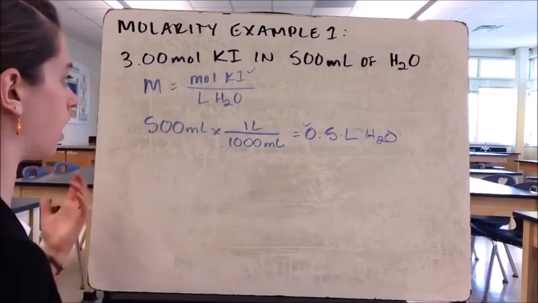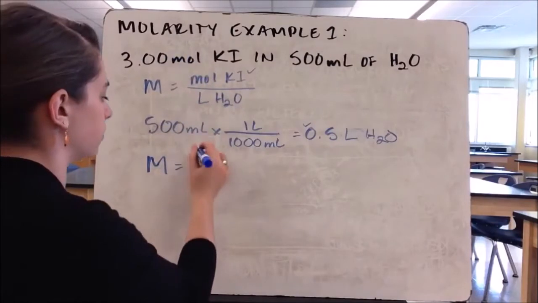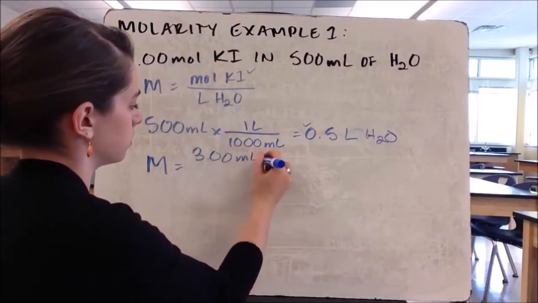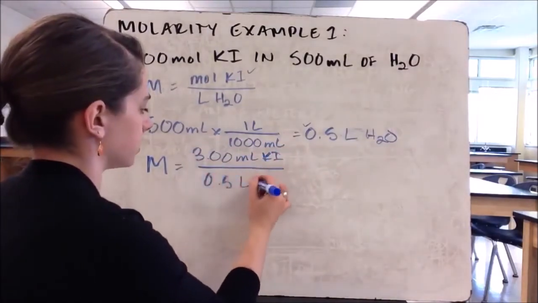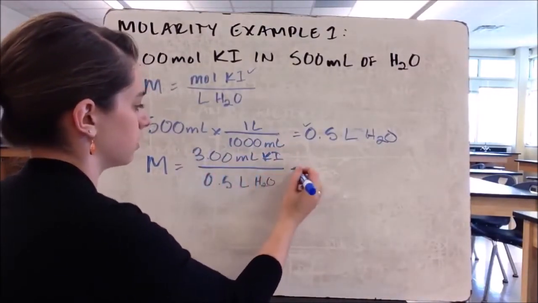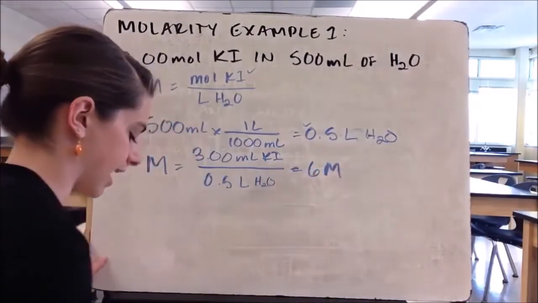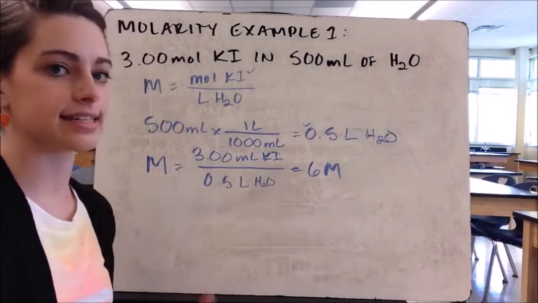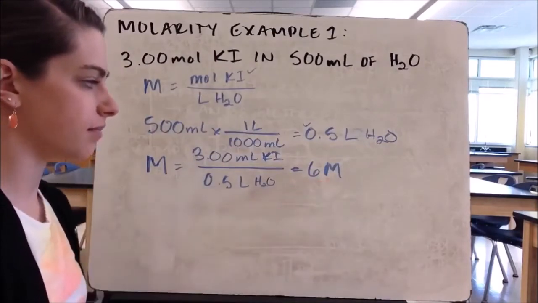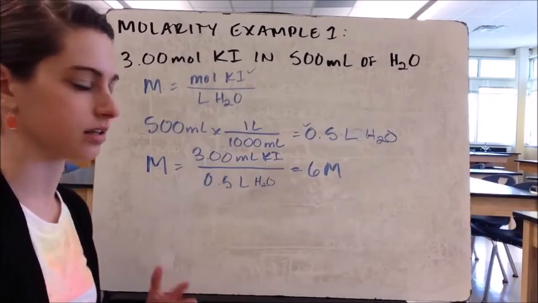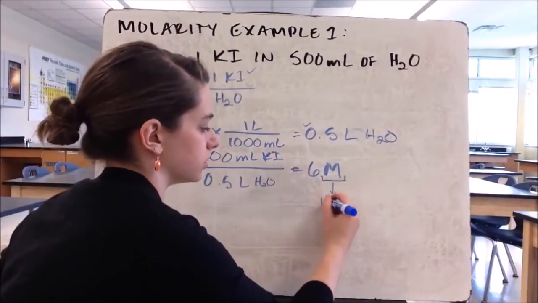And now my solution volume is in liters. So now we're good. So all we have to do to calculate molarity is divide. So molarity is 3 moles potassium iodide divided by 0.5 liters, which gets me 6. And then the units on that are capital M. And you read this as 6 molar. So this is a 6 molar solution. And you have to make sure that you put the M on it, otherwise that 6 doesn't mean anything. In this case, when we're looking at molarity, M is your unit.